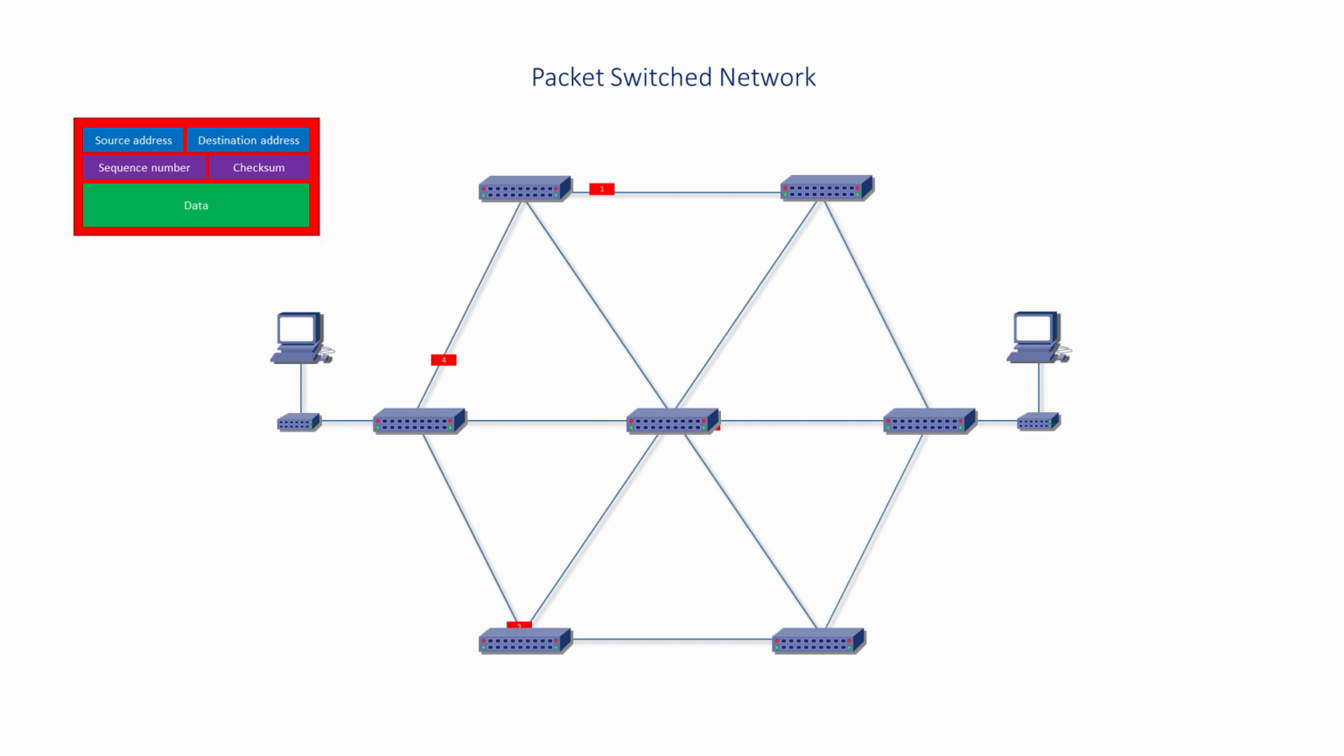Packets are sent one after another, but they don't all necessarily take the same route to their destination, nor do they necessarily arrive in the order that they were transmitted. If part of the network is particularly busy or even out of action, a router may decide to send some of the packets in different directions.